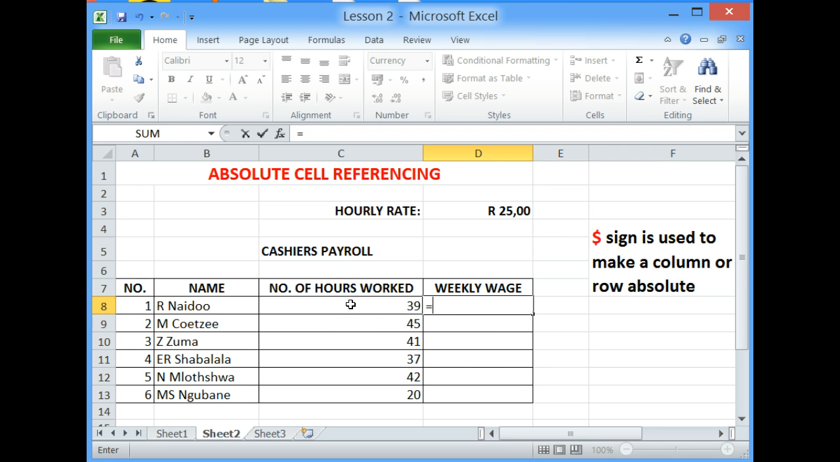cell C8 times, and I want to make this cell D3 absolute. So I type $D$3.